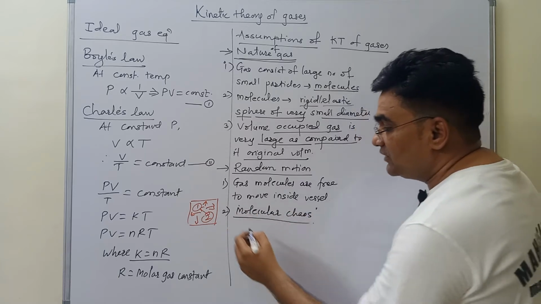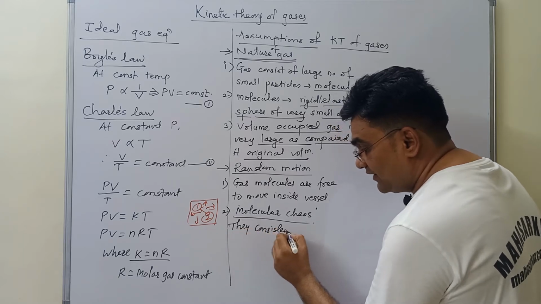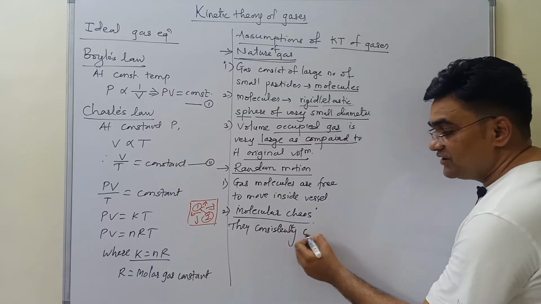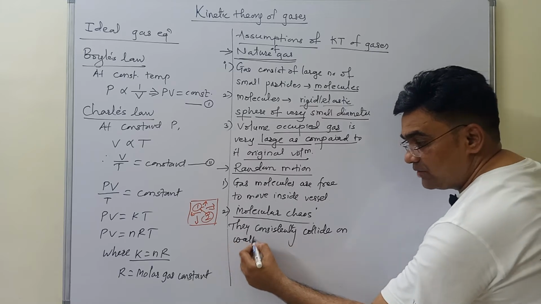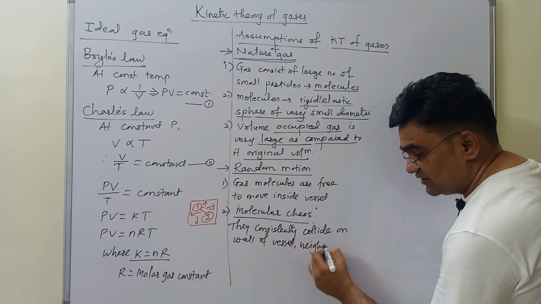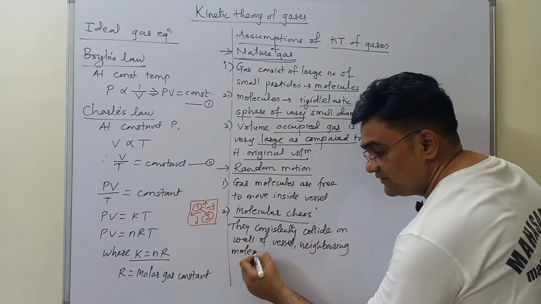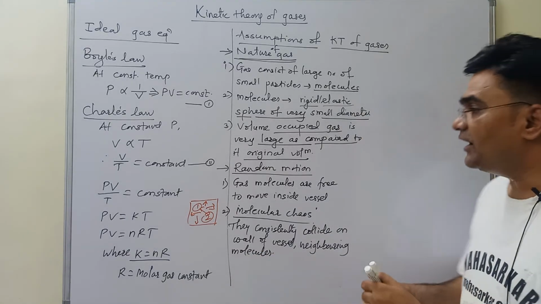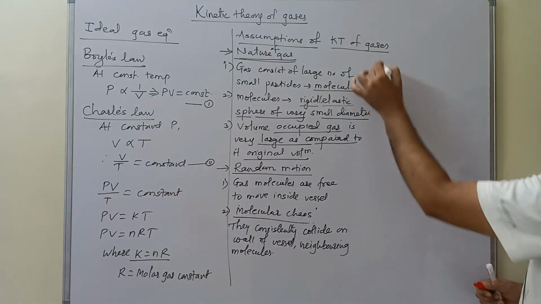आणि या स्टेटमुळे काय होतं, they consistently collide on wall of vessel, neighboring molecules, etc. They first collide on neighboring molecules and then they collide on what? Wall of vessel. आता लक्षात घ्या की n number of gas molecules are filled here. Few things we are going to learn again in this part.